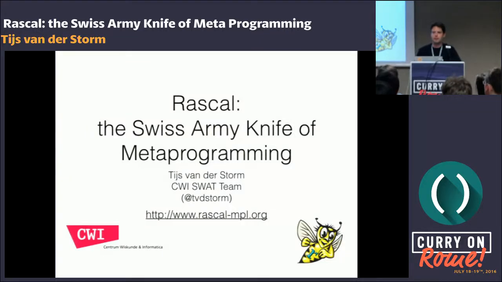I'm a researcher at the Center for Mathematics and Computer Science in the Netherlands, CWI. I'm here today to talk about our programming language that we've developed over the last 7 years. It's called Rascal, and it's a programming language for metaprogramming.